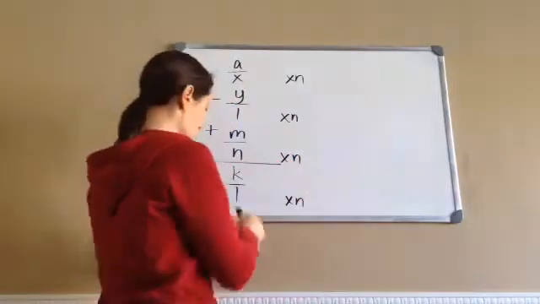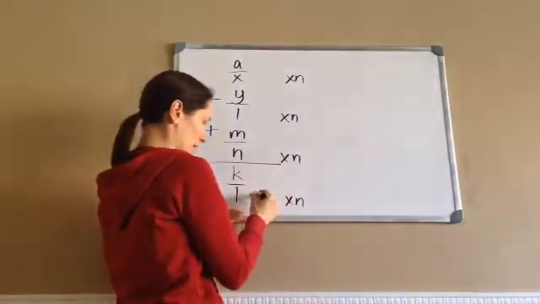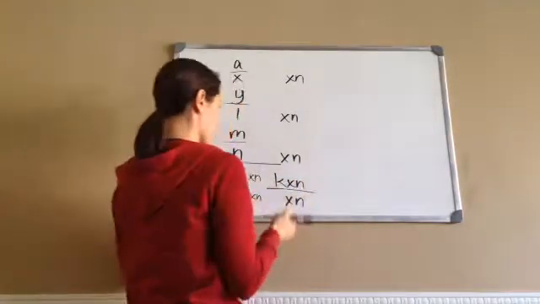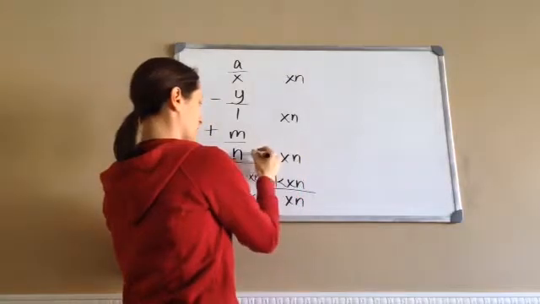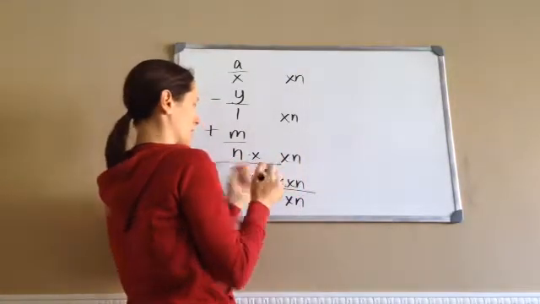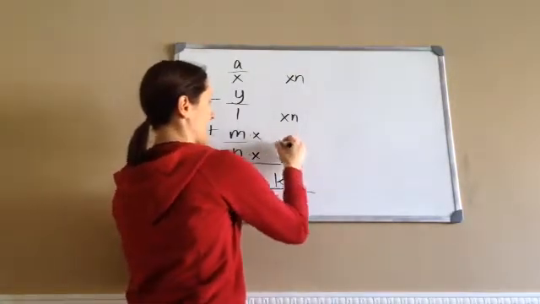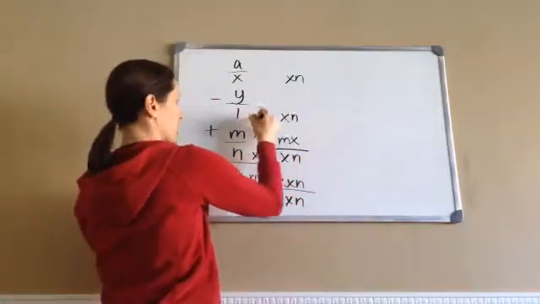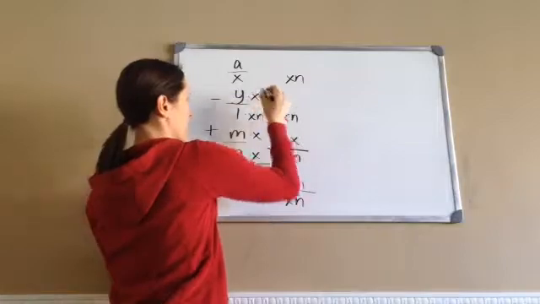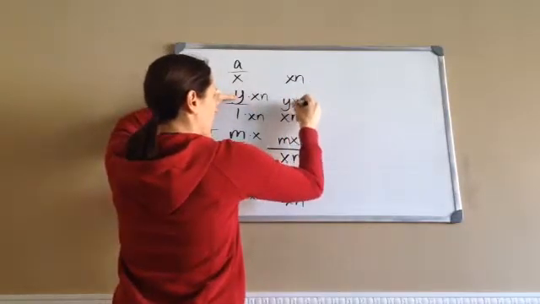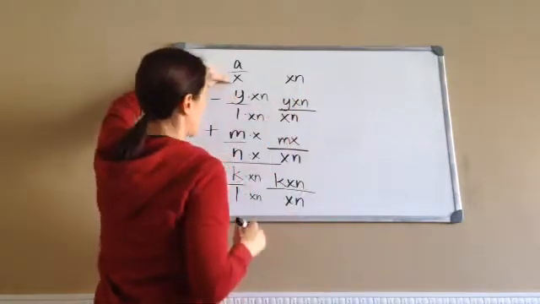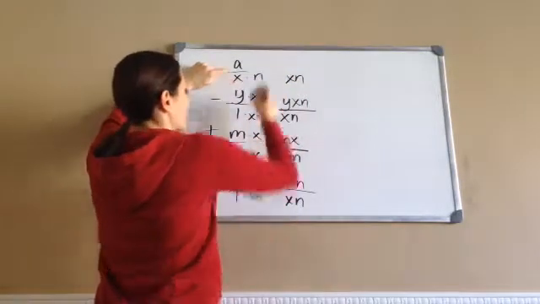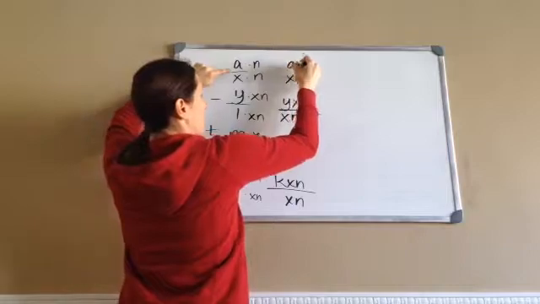So from 1 to xn, I had to multiply by xn, so that becomes kxn. From n to xn, I had to multiply by x, and x equals xn, so I'm going to multiply this by x and x. Then from 1 to xn, I'm going to multiply by xn, so I have to do that on both. That becomes yxn. And then lastly, from x to xn, we have to multiply it by n, so I have to do the top, and that becomes an.